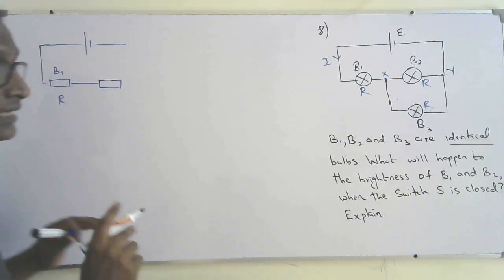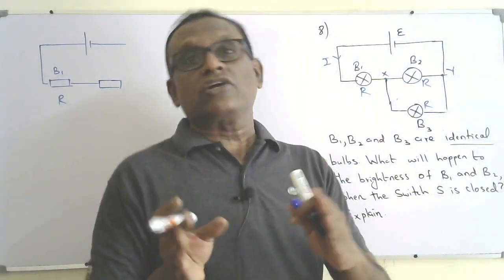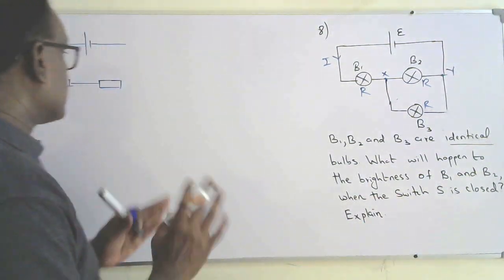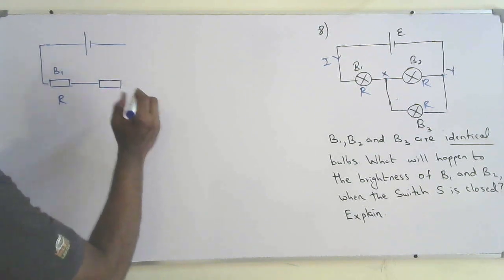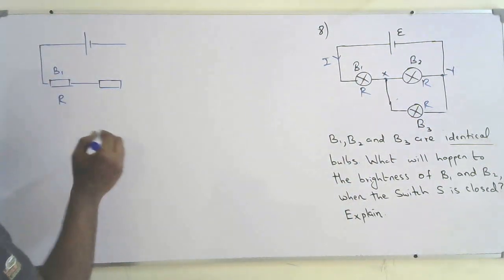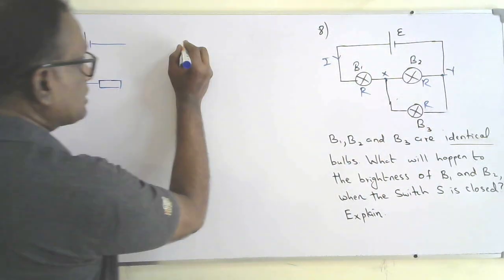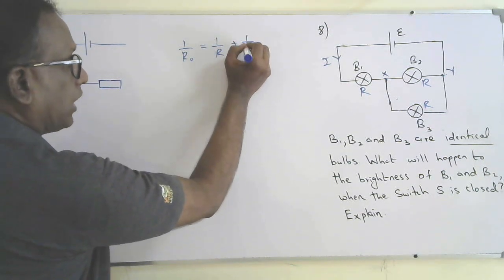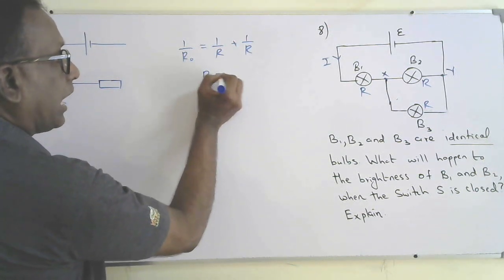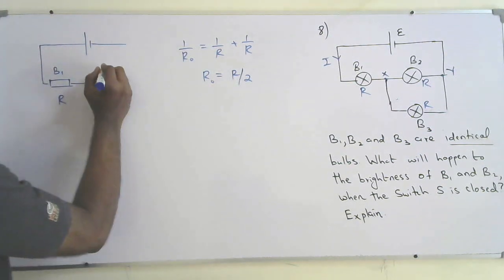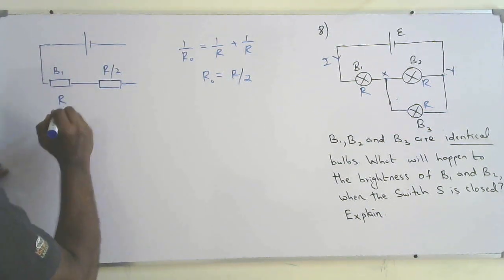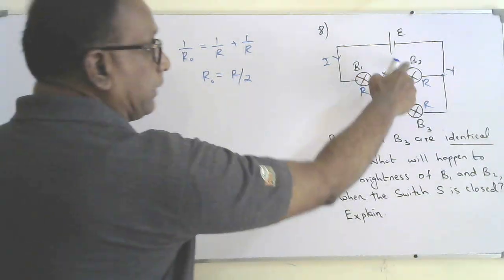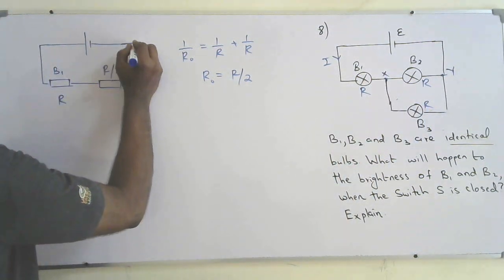I am drawing the equivalent resistance of the circuit. So this is the equivalent resistance of B2 and B3. They have the same resistance, so 1 over R naught equals 1 over R plus 1 over R. R naught will be R by 2. So R by 2 is the equivalent resistance of the bulbs B2 and B3.